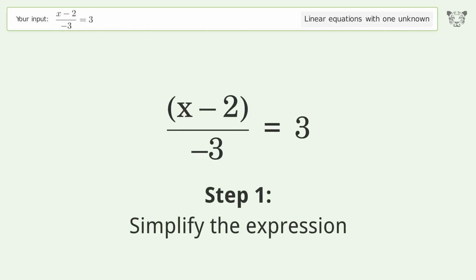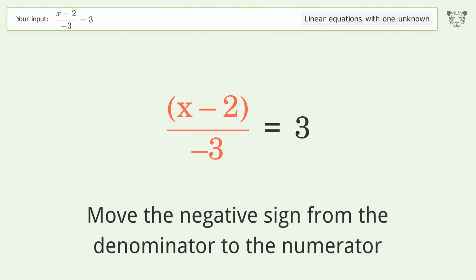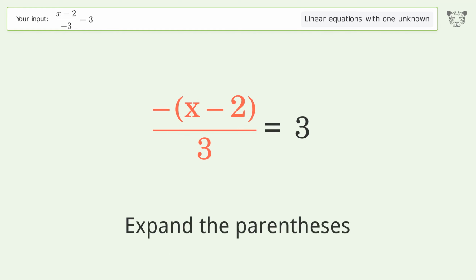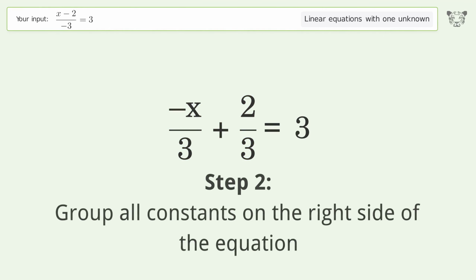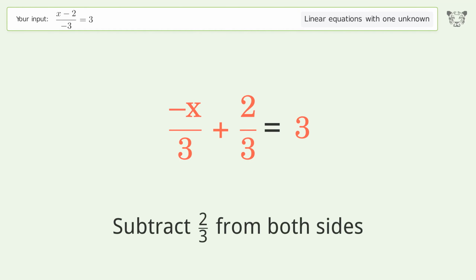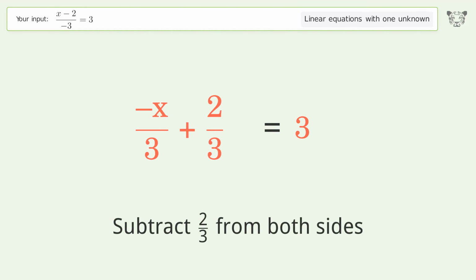Simplify the expression. Move the negative sign from the denominator to the numerator. Expand the parentheses. Break up the fraction. Group all constants on the right side of the equation. Subtract 2/3 from both sides.